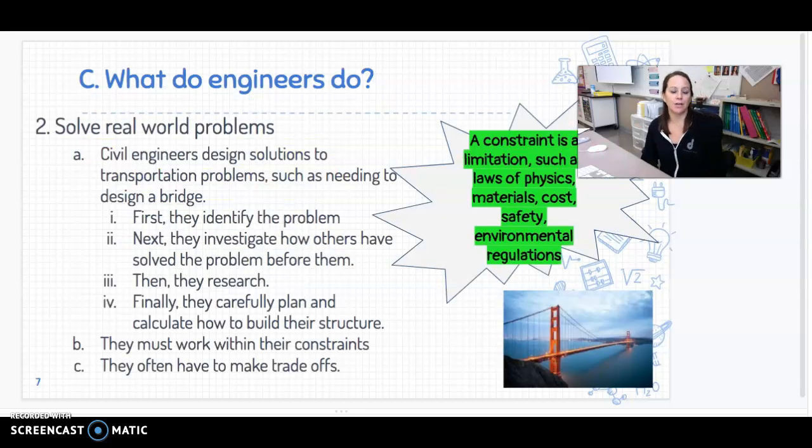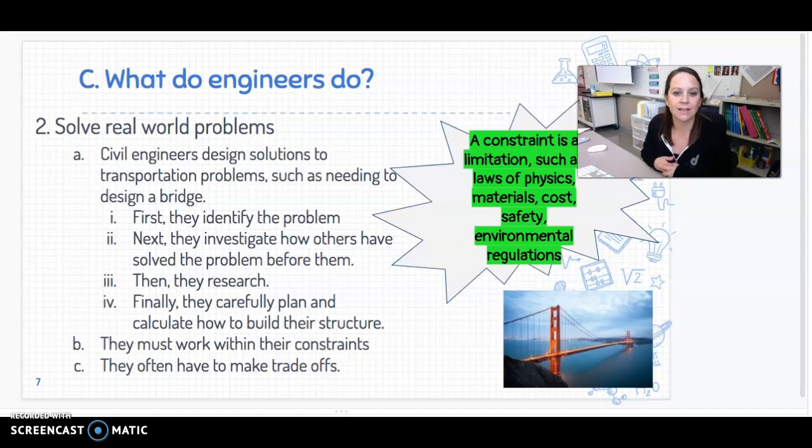So as we said before, here's an example of an engineer solving a real-world problem. For example, civil engineers are engineers that design solutions to transportation problems, such as needing to design a bridge. So the first thing that they do is they identify the problem. And the problem here, like in the picture of the Golden Gate Bridge, or maybe any type of bridge, is, hey, we need to get people across from one side of a body of water to another. So how can we do that?